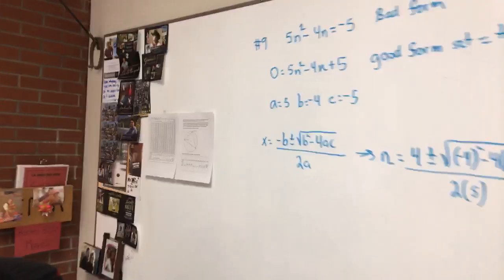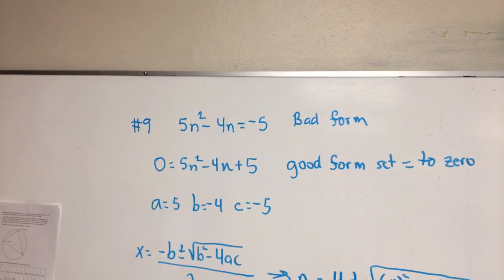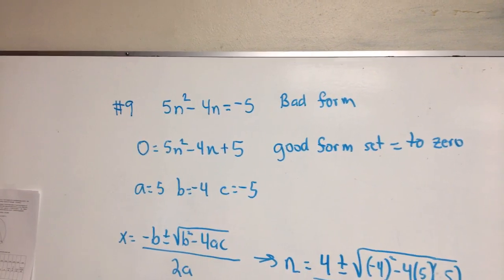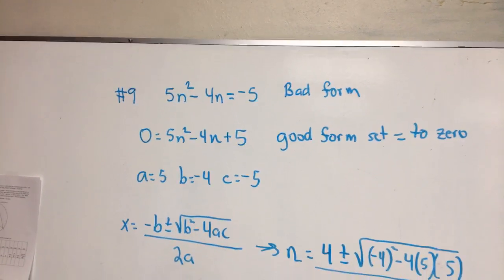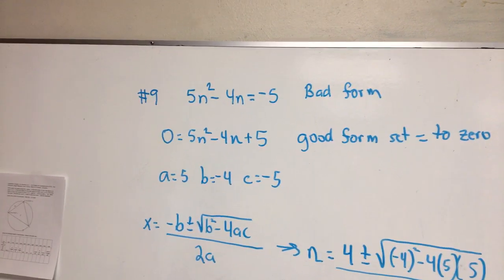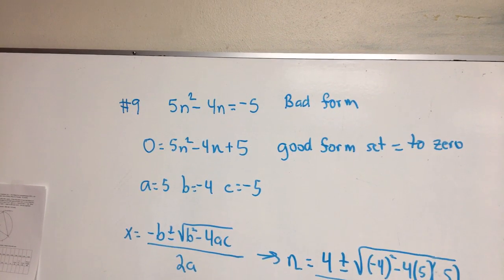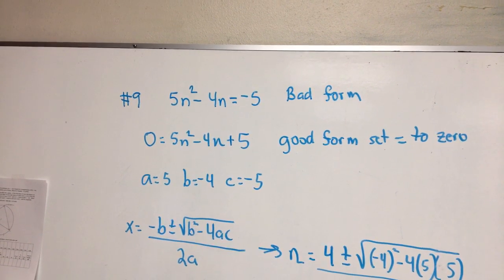All right? Now, let's do a quadratic formula. Now, this is number 9, okay? And it says solve using the quadratic formula. Well, right off the bat, bad form. Well, we need to put it into a good form. And good form is 0 is equal to 5n squared minus 4n plus 5. All I did is I added 5 to both sides, turned it around.